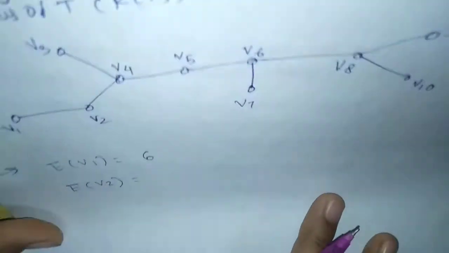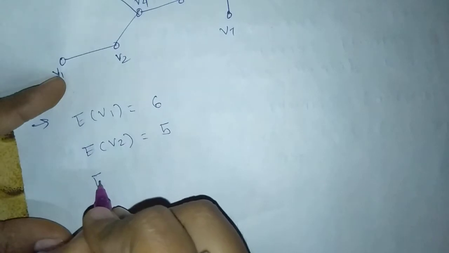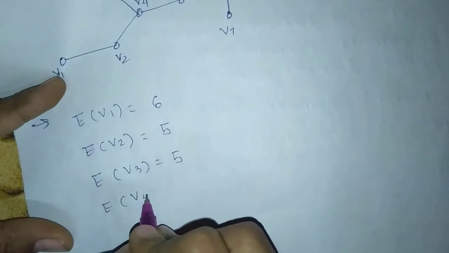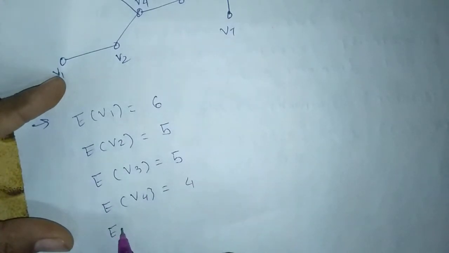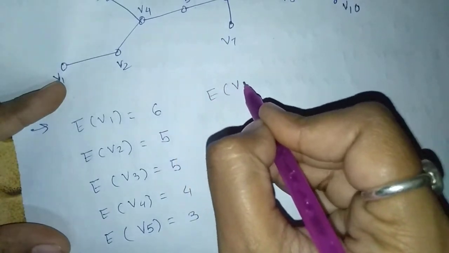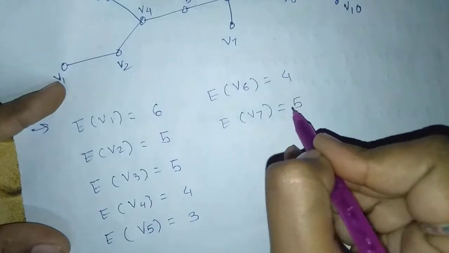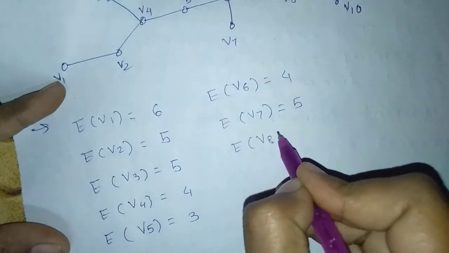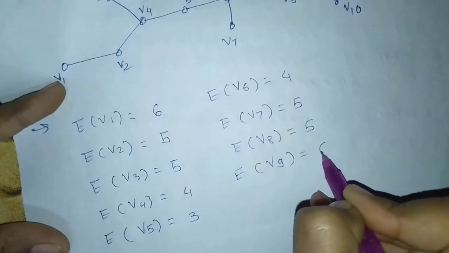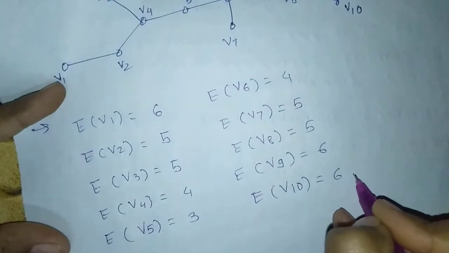So eccentricity of V2 is equal to 5. You have to check that eccentricity of V3 is equal to 5. Eccentricity of V4 is equal to 4. Eccentricity of V5 is equal to 3. Eccentricity of V6 is equal to 4. Eccentricity of V7 is equal to 5. Eccentricity of V8 is equal to 5. Eccentricity of V9 is equal to 6, and eccentricity of V10 is equal to 6.